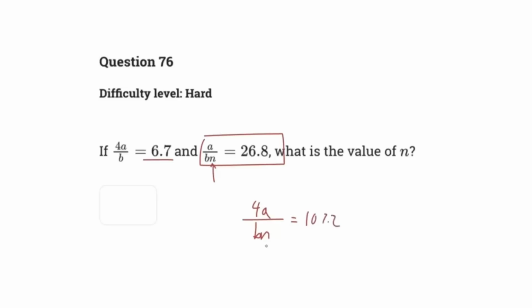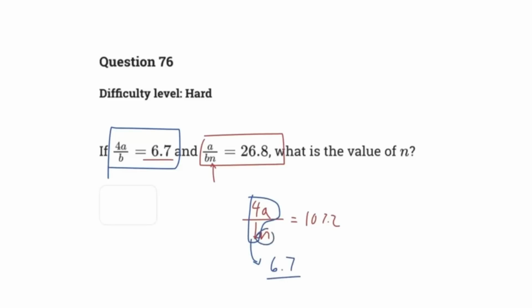So what value of n would make this true? Well, because we don't actually know what the value of a or b is, we have to infer that based on our given information. We know 4a over b is 6.7, and we have 4a over b in our equation. So this simplifies out to just 6.7 over, and we have our n.